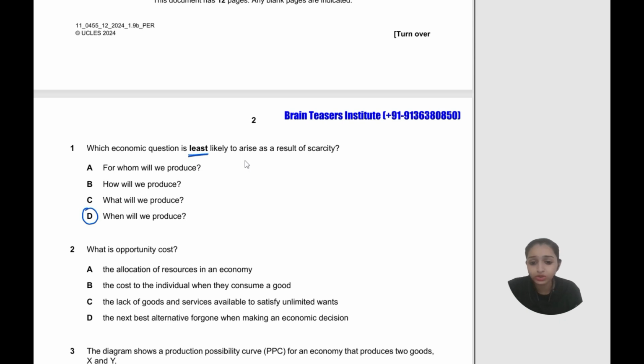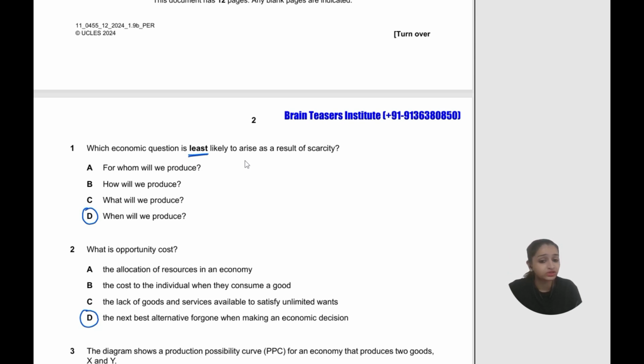What is opportunity cost? Now we know that opportunity cost is the next best alternative forgone. Most of the questions that ask what is meant by something, you will get the answers in the definition itself. If you're thorough with your definitions and textbooks, then this should not be very difficult. Straight away, we will mark D here because that's the option: the next best alternative forgone when making economic decisions. Although, if you want to be 100% sure, I suggest that you read all the options once and then mark the correct answer.